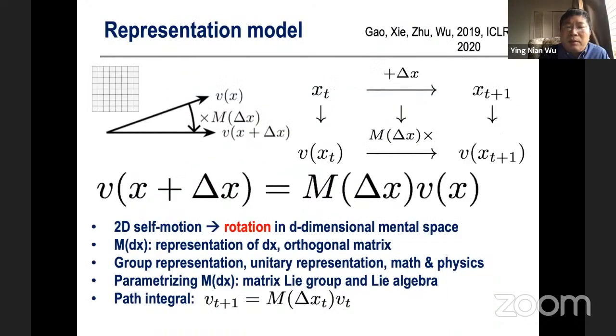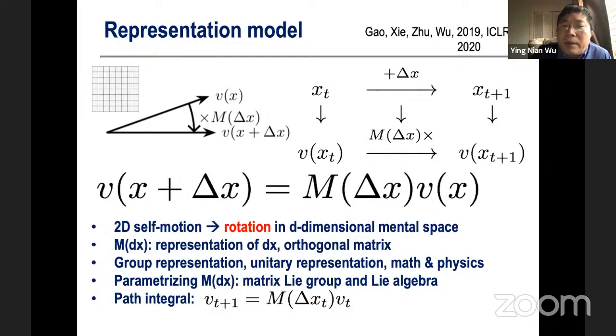And the path integral is actually very simple. It's just a 2D addition, right? So we use x_t to denote the position of the animal at a moment t. This x is a two-dimensional coordinate. And then the self-motion can be encoded as a delta x, the change of this 2D position. You can also think of this as a 2D vector, a 2D displacement, right? And then you just add this 2D x_t and this 2D delta x, and you get x_{t+1}, the position for the next moment. This is an extremely simple addition calculation.